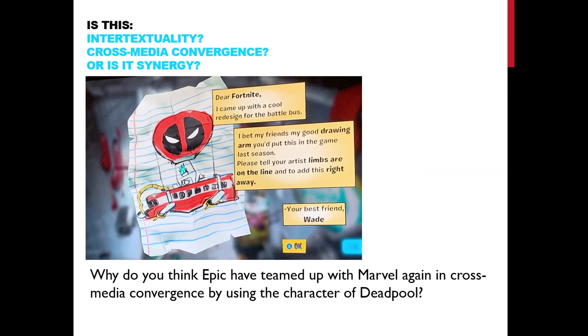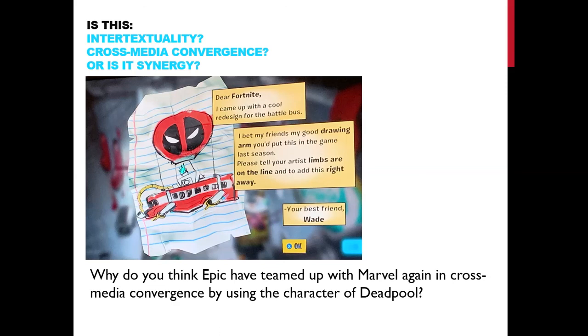Also, what it doesn't do is put a picture of the character. It has a logo up here, which is linked to the character of Deadpool. And it has this, your best friend Wade. Now, those people who know Deadpool through comics or through the films will know that his alter ego is Wade Wilson. So you have to know a little bit of something to get what's going on here.